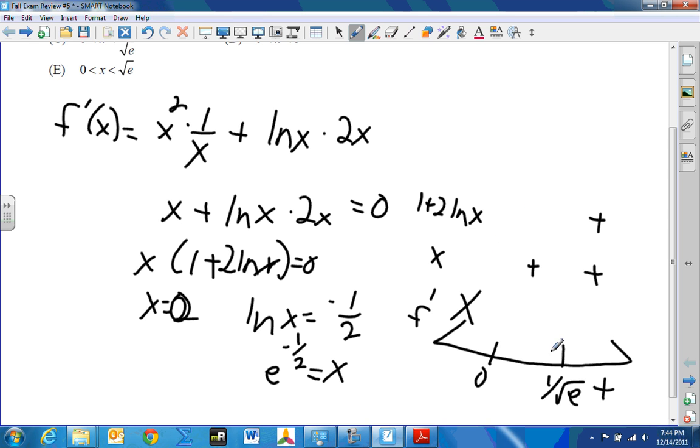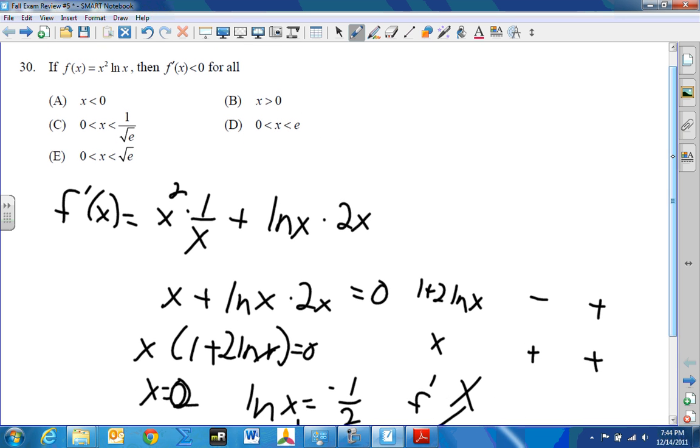What's happening between 0 and this number? If we put that in, we'll find out that this factor is a negative number in here. So that makes the entire derivative negative. So then the function has a derivative that's less than 0, or negative, for all x greater than 0 and less than 1 over the square root of e.